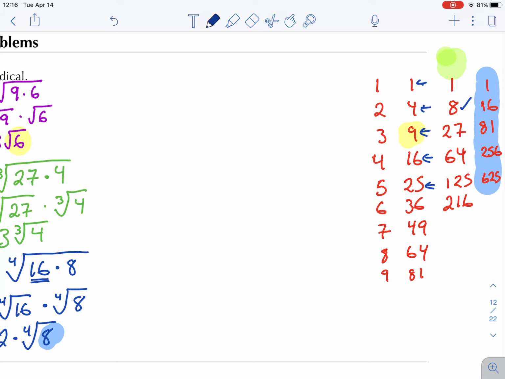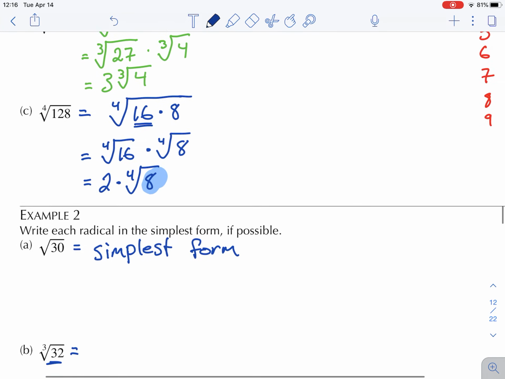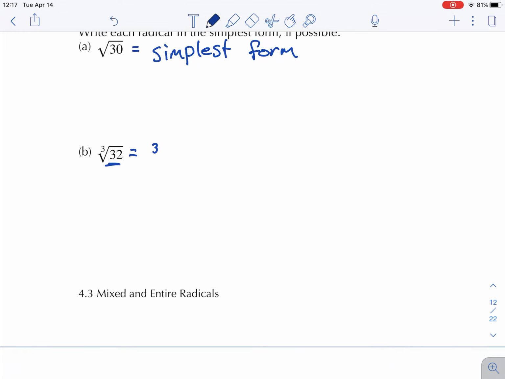Can I divide it by a bigger one? Well, the next one is 27, and 27 is over half of 32, so we can't divide it by 27, and we don't need to go any farther. So I can break this apart. The cube root of 8 times 4. Then I break those two apart, the cube root of 8 times the cube root of 4, and I get 2 cube root 4.